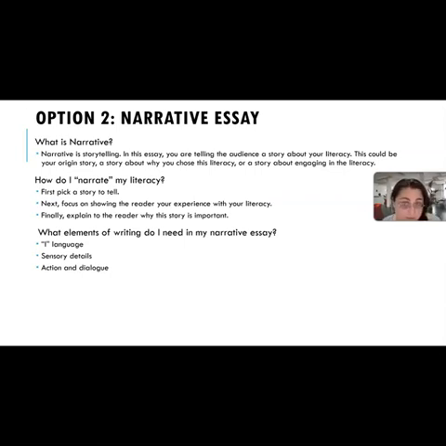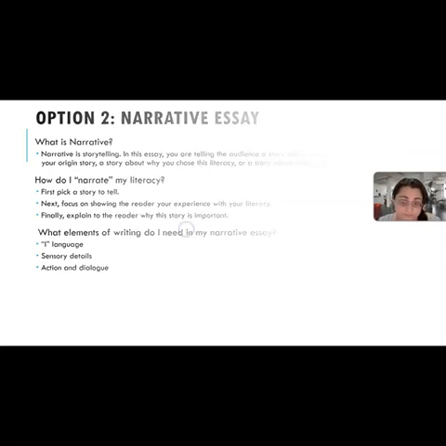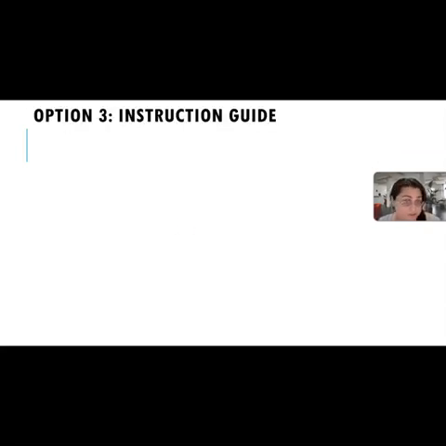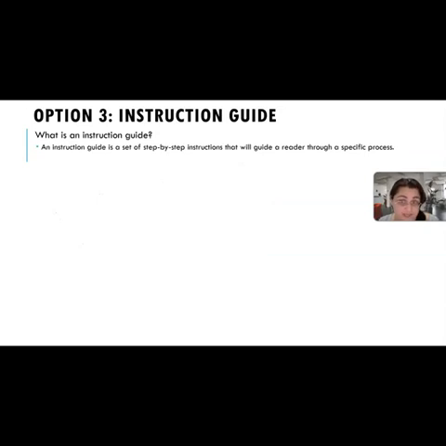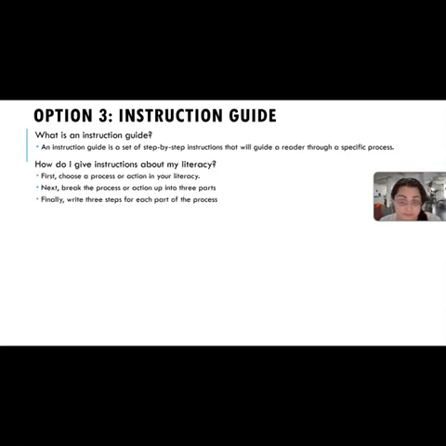Okay? So option 2, narrative essay, tell me a story. And finally, our instruction guide. Now, an instruction guide really is a step-by-step set of instructions that's going to guide your reader through a process. So beginning with your instruction guide, they should be able to start something and finish something when they have finished reading your guide.